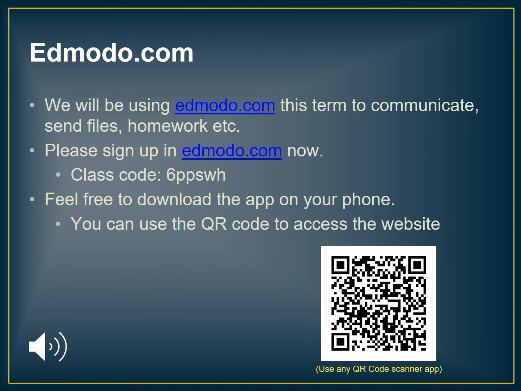Edmodo.com. We will be using edmodo.com this term to communicate, send files, homework, etc. Please sign up in edmodo.com now. Your class code is 6PPSWH. You can download the app on your phone. You can use a QR code scanner to access the website. Use any QR code scanner app from your phone and scan in the block below and it will take you directly to the website.